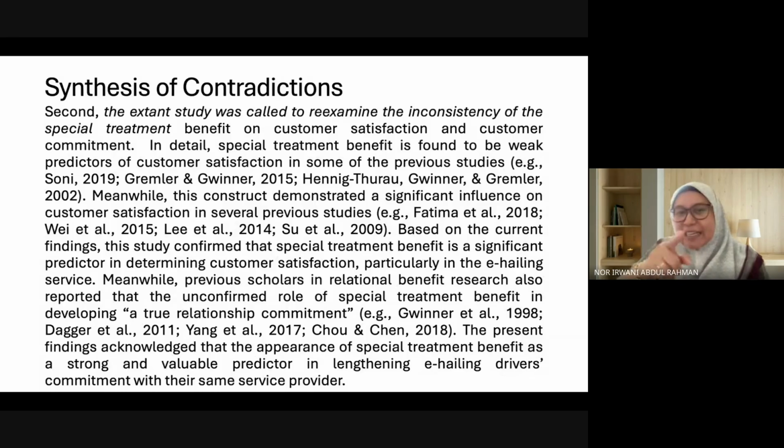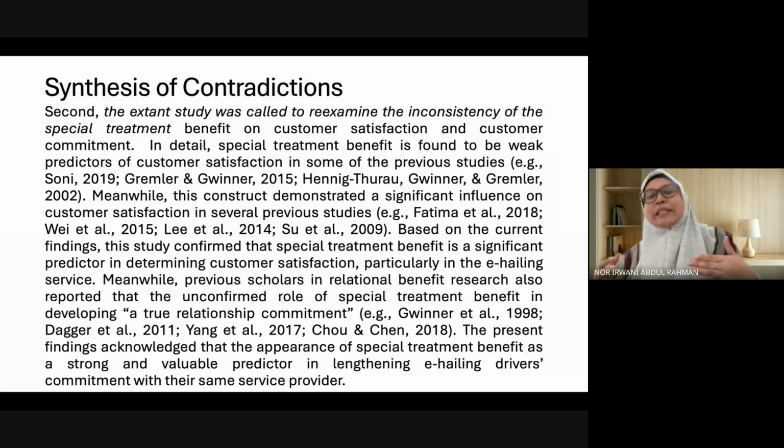Contradiction and inconsistency. Okay, this is the gap. And this is a gap. My gap. Okay. Second, the extent study was called to re-examine. Re-examine, memeriksa kembali. Because there are studies, examine. I use examine. Re-examine the inconsistency of the special treatment benefits on customer satisfaction. In detail. This one thoroughly.